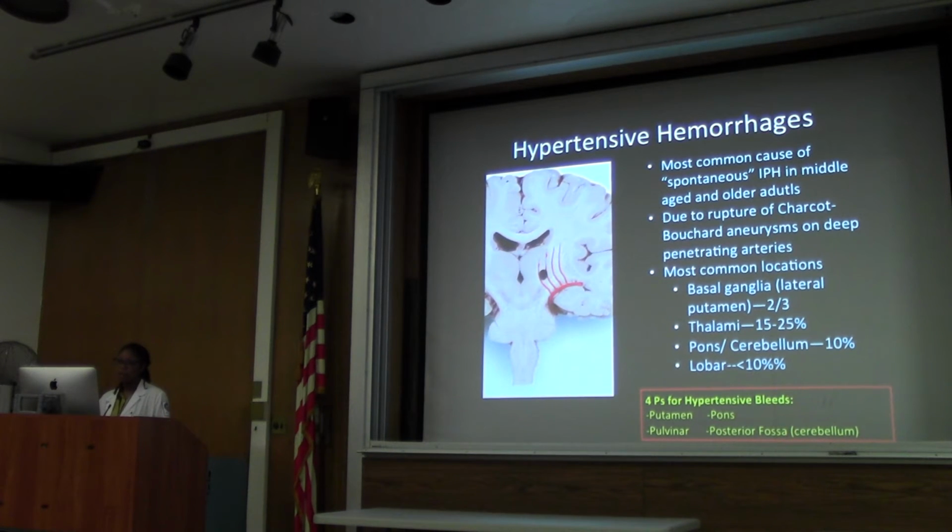The most common location, as you probably know, is the basal ganglia, followed by the thalamus, the pons, and actual lobar bleeds are less than 10%. So we have a kind of 4 P's that we keep in mind in radiology. 4 P's for hypertensive bleeds: the putamen, the pons, the pulvinar, which is just a nucleus within the thalamus, and the posterior fossa or the cerebellum. The 4 P's, where we tend to get these hypertensive bleeds.